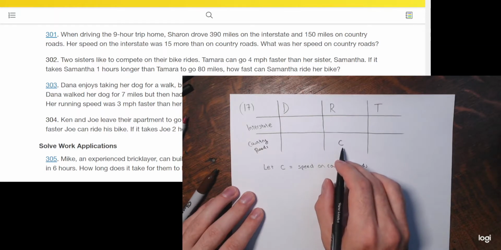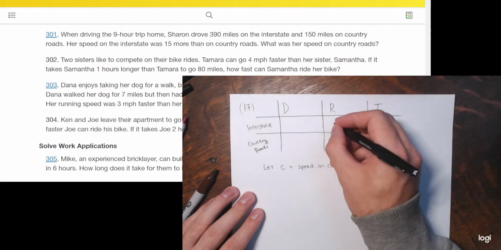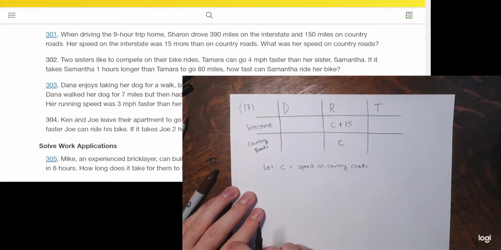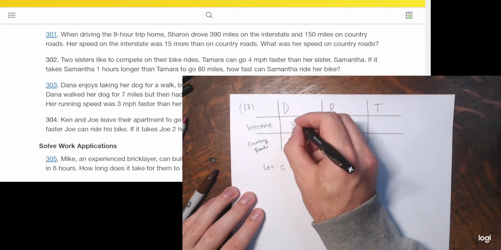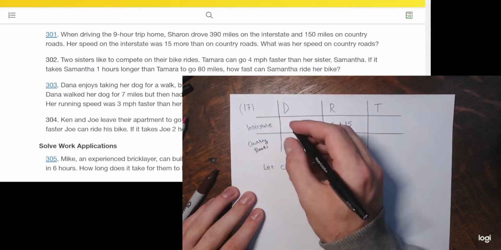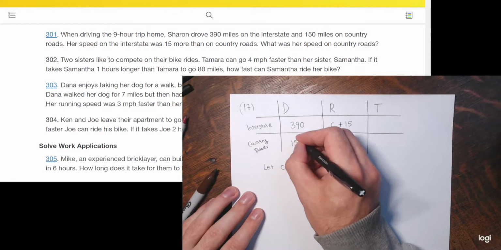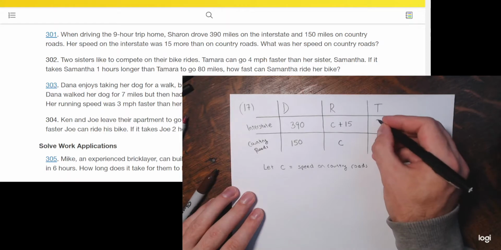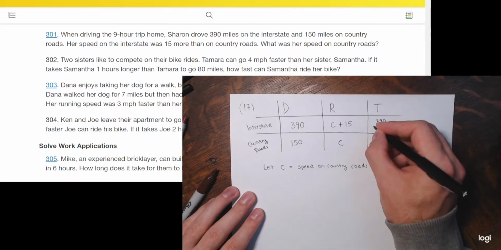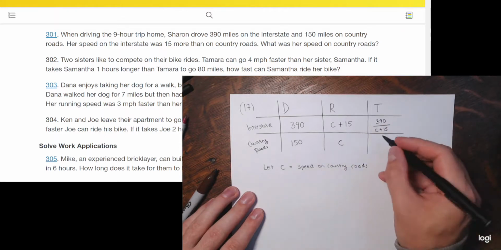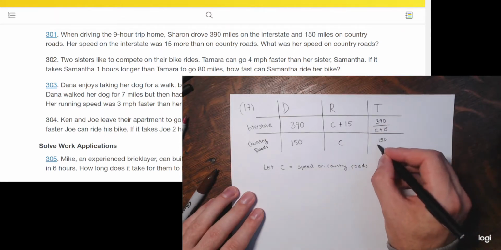And it does say her speed on the interstate was 15 miles per hour more, so on the interstate the rate is C plus 15. It says Sharon drove 390 miles, the distance on the interstate, 390, and 150 miles on the country roads, 150 miles there. So the time she spent on the interstate would be 390 divided by C plus 15. And the time she spent on the country roads would be 150 divided by C.